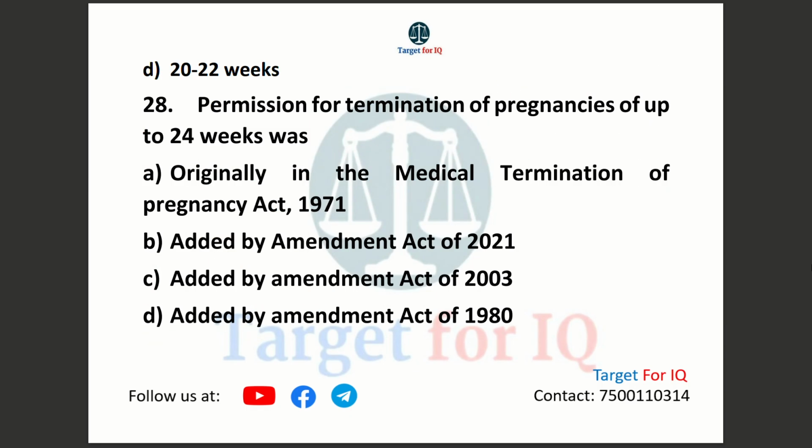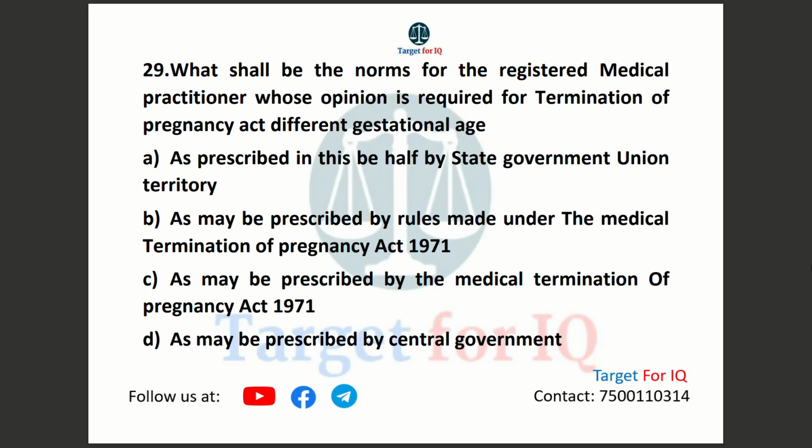Next, question number 28. Permission for termination of pregnancies up to 24 weeks was option A, originally in Medical Termination of Pregnancy Act, B, added by Amendment Act of 2021, C, added by Amendment Act of 2003, D, added by Amendment Act of 1980. The correct answer to question number 28 is option B, added by Amendment Act of 2021.